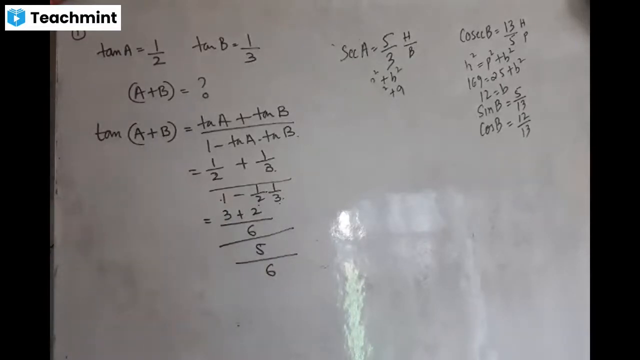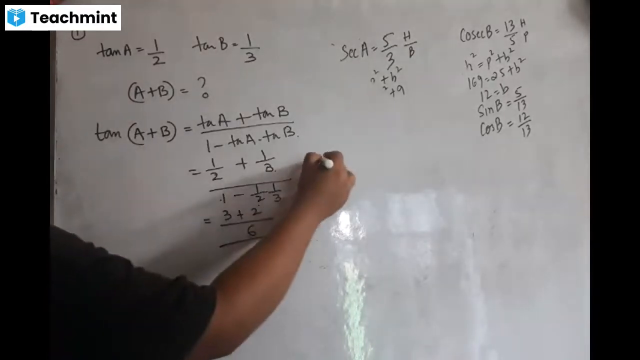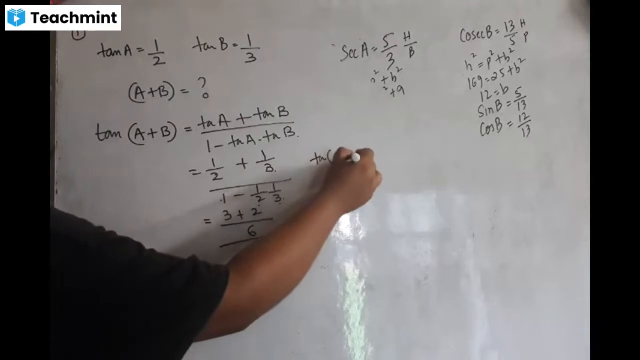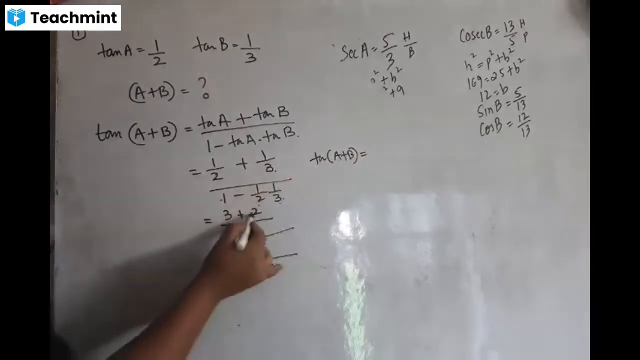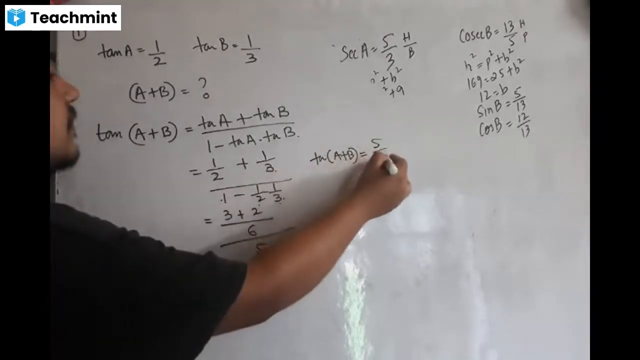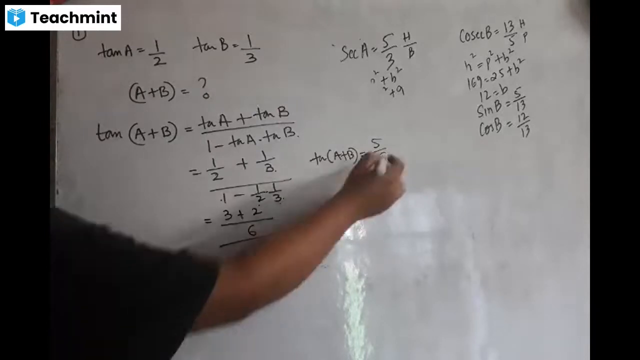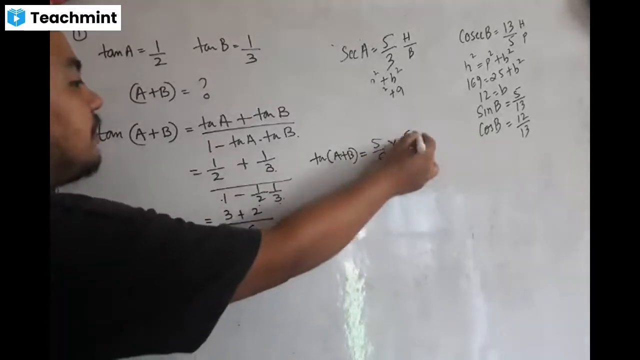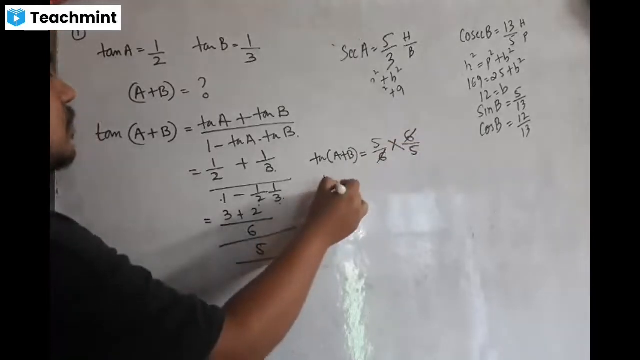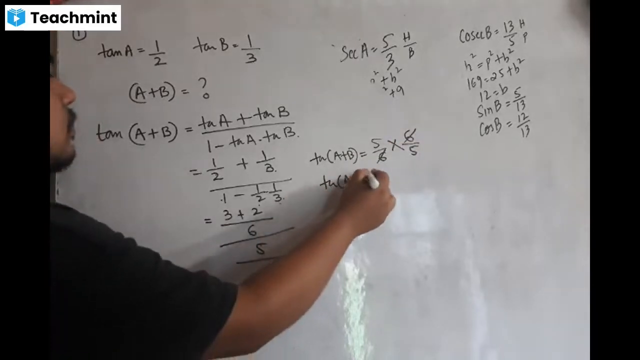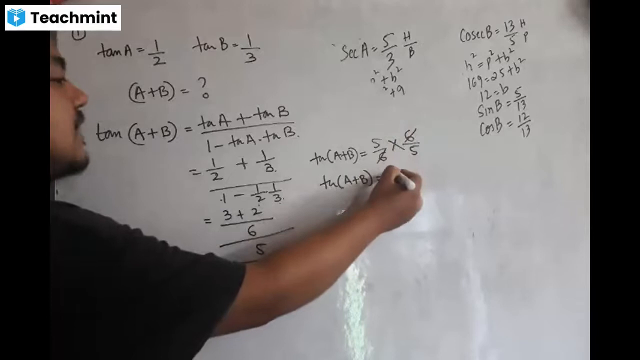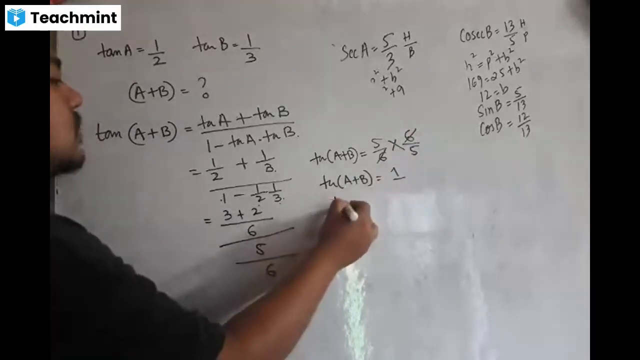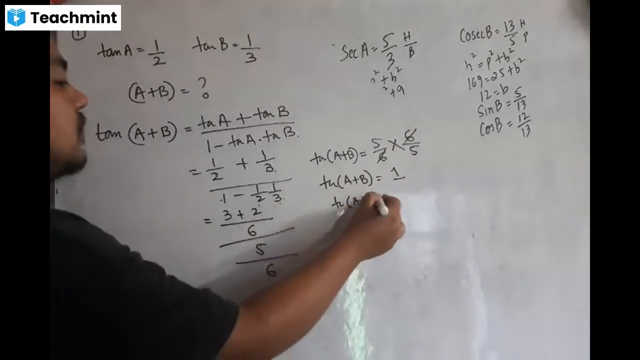So see what you're getting. I'll just write it out here. You're getting tan A plus B on the left and on the right 3 plus 2 is 5 by 6. This is division. So when you change division, 5 by 6 becomes 6 by 5. So 6 and 6 get cancelled. 5 and 5 also get cancelled. So you get 1. But I have to find the value of A plus B only.